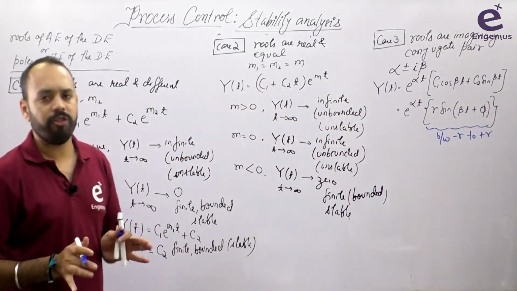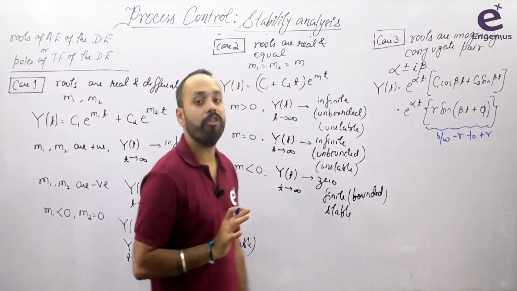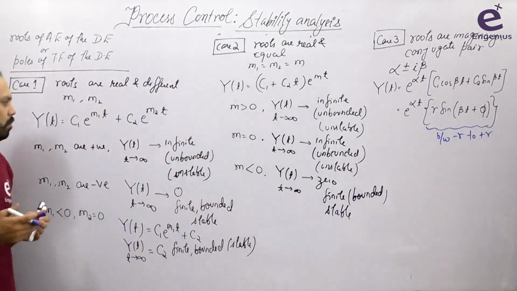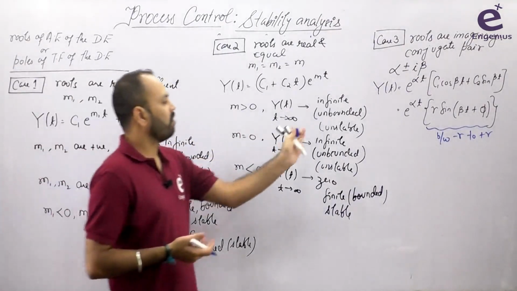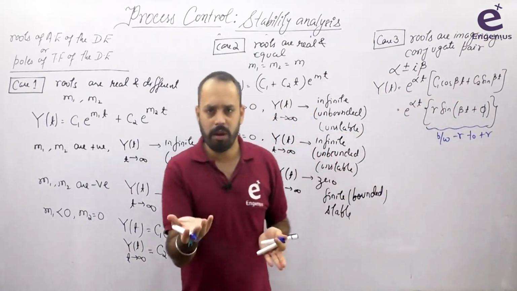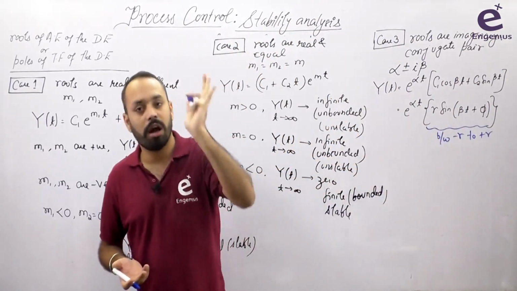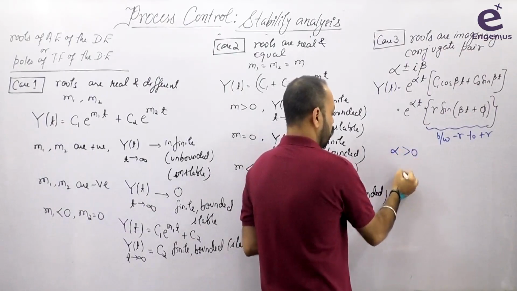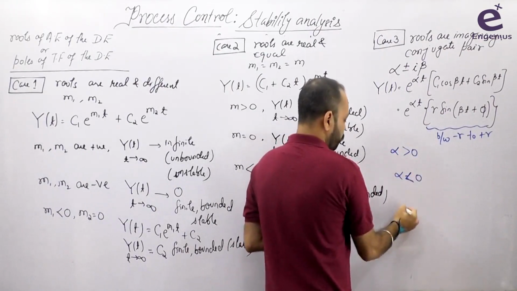So whatever problem will arise, that will be due to this e raised to the power alpha t, or I should say alpha. So see, in these cases, we made various cases with m1, m2 and m. But here, आप किसके केस बनाओगे? बीटा के केस बनाओगे या फिर अल्फा के केस बनाओगे? See, whatever be the value of beta, it is going to be between -r to +r. So you will make cases for alpha. So what are the cases? Alpha greater than 0, alpha equal to 0, or alpha, let's take less than 0 first, alpha less than 0.